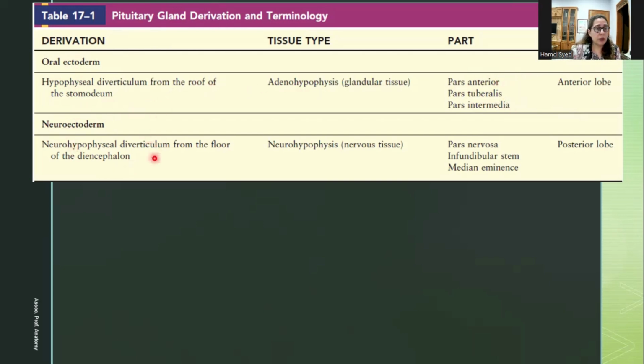When we talk about the neuroectoderm, it is the neurohypophyseal diverticulum from the floor of the diencephalon, and the tissue over here is nervous tissue, which is the neurohypophysis, and this includes three parts: the pars nervosa, infundibular stem, and median eminence. So this is the posterior lobe of the pituitary gland.